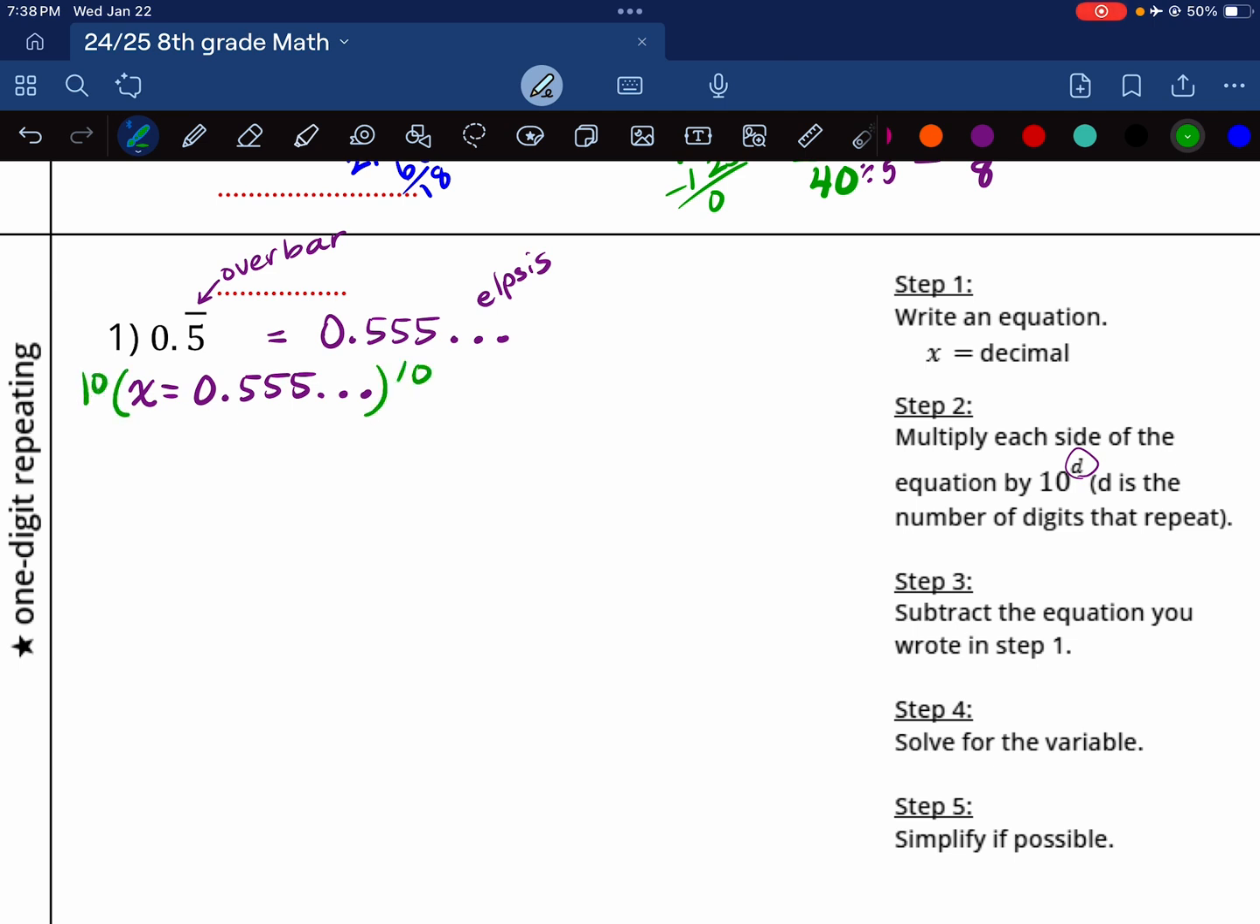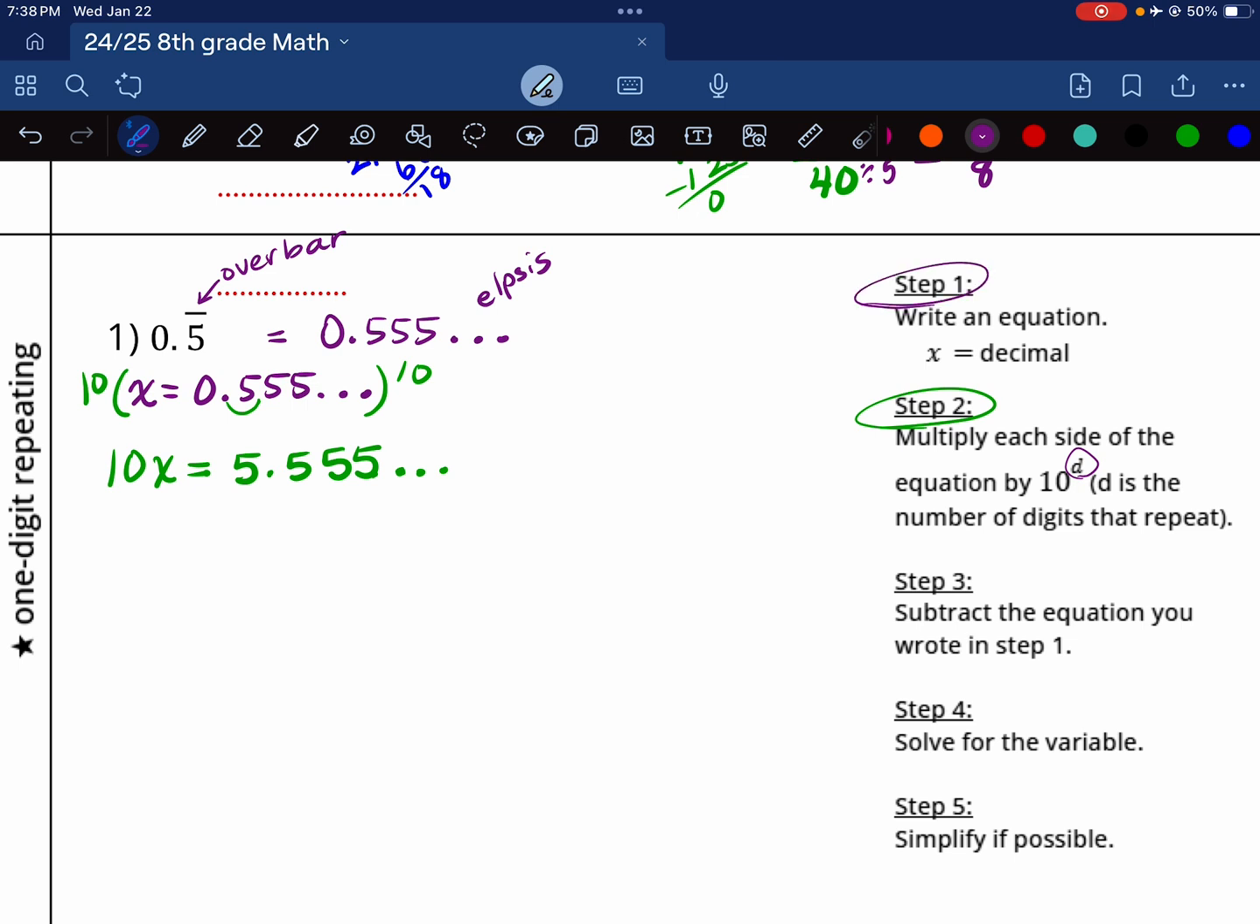Okay? So now we have 10x equals, well, when I multiply by 10, that decimal place moves over one spot. So we have 5.55. And I'm going to add another 5 just for when we have to subtract them. Okay. Then step 3. So this was step 2.